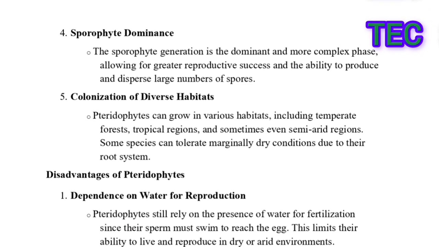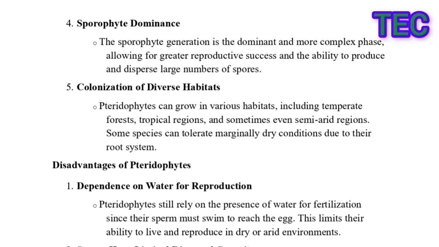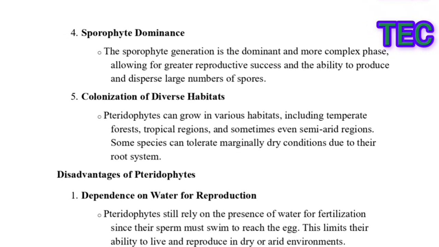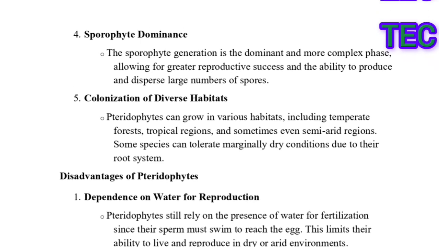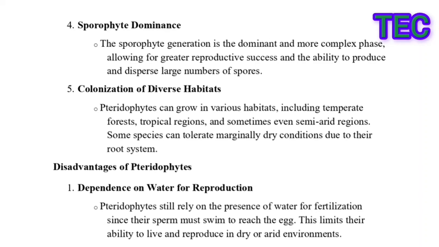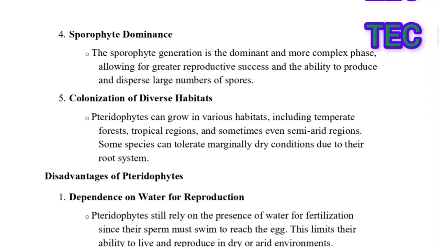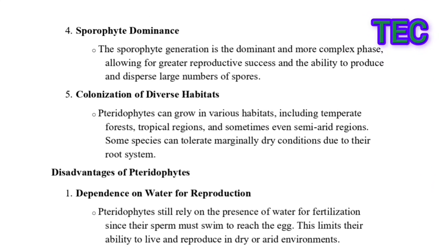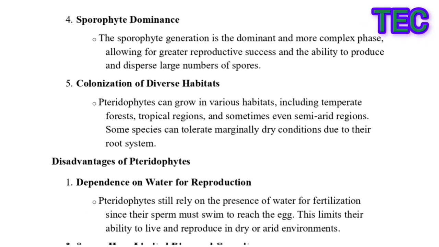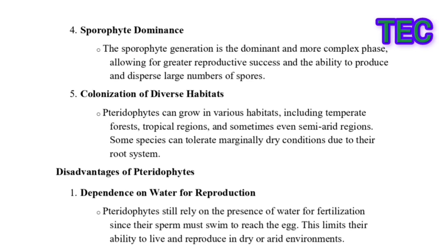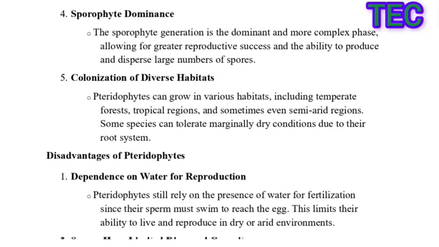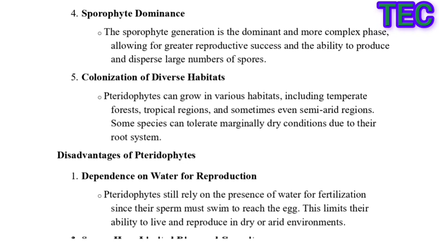Disadvantages of pteridophytes. What are some of the disadvantages of these plants? Remember, from the structures of the plant, we are able to get the disadvantages. Number one, dependence on water for reproduction. That means that if there's no water, these plants cannot reproduce. And if they cannot reproduce, that also limits what? Dispersion. Pteridophytes still rely on the presence of water for fertilization, since their sperm must swim to reach the egg. This limits their ability to live and reproduce in dry or arid environments, so they cannot disperse in those areas because there is no water for fertilization, so reproduction is limited.